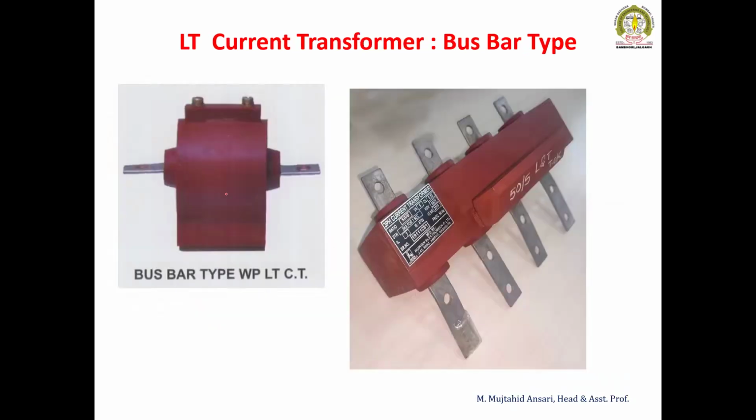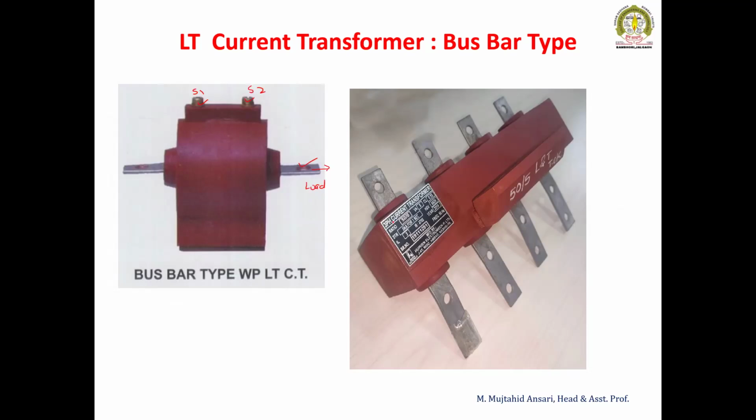This is one more CT. It is again an LT CT, where the primary winding is permanently connected with the help of a bar or bus bar. So it is a single CT. Here these two terminals are there for connecting S1 and S2, whereas the primary carries the current, meaning a load is connected to this one.